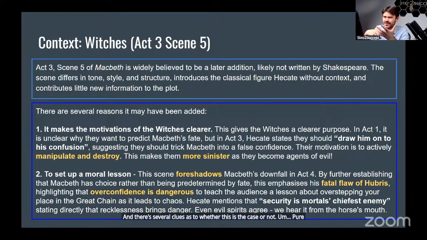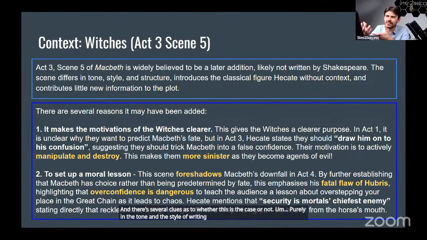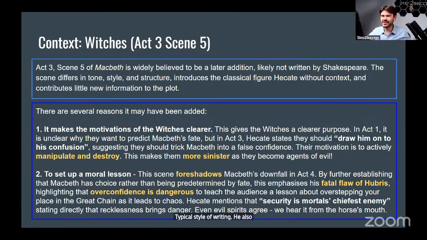Purely in the tone and the style of writing, it doesn't seem like Shakespeare's typical style of writing. He also introduces a new character called Hecate without any context. So it just seems weird that we've got this new sort of subplot forming without anywhere to go. But the reason this is significant contextually is because it's a scene about the witches. It's a scene where the witches' motivations are made clear. The audience is told why the witches are doing what they're doing.